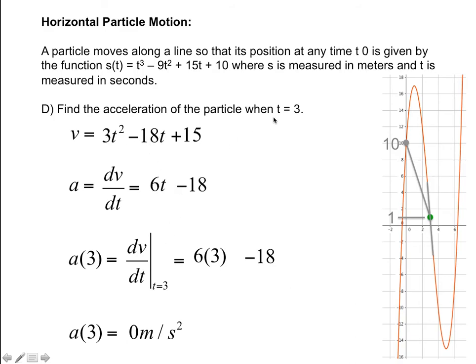And then if we want the acceleration when t equals 3, so we're still talking about this green dot here, we plug in a 3, and our acceleration is 0 meters per second squared. So at this location, we have no acceleration instantaneously. This is actually a really specific point, and we'll talk more about it in the next unit. But it's where our acceleration is instantaneously 0.